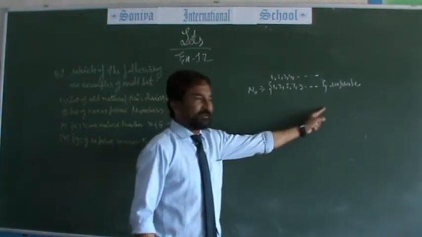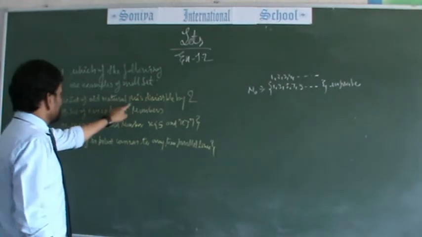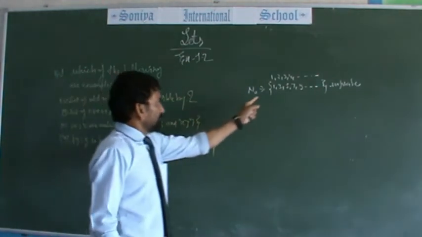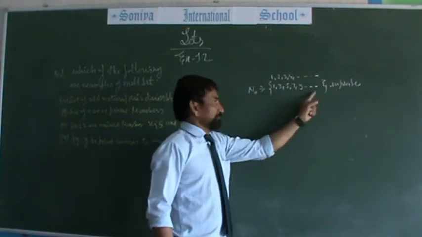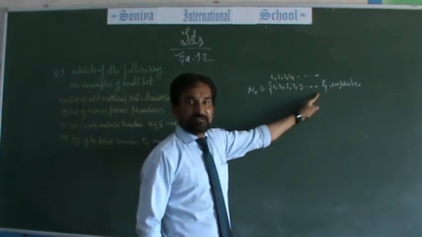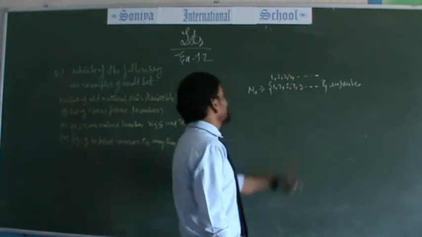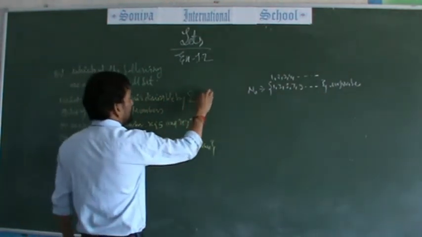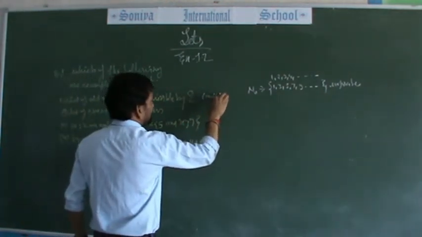This is the example of infinite set. Divisible by 2. What are the numbers? Odd numbers, and odd numbers are never divisible by 2. So this is a null set. Your first answer is null set.